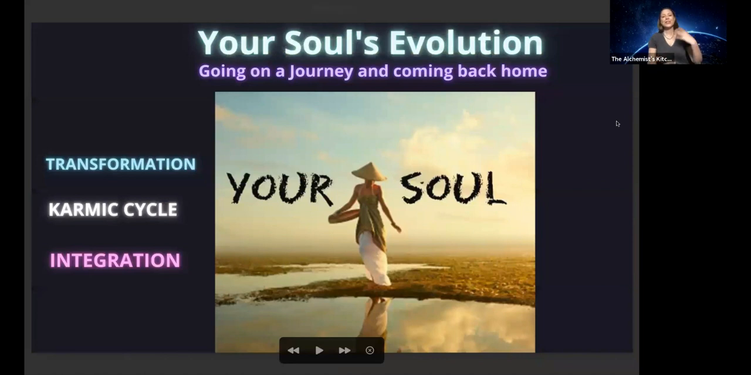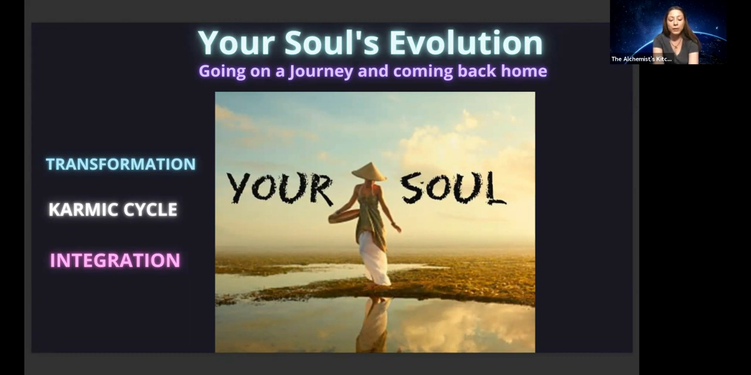Okay. So what is this whole journey of the South Node and North Node really about? It's about your soul's evolution. It is about going on a journey and coming back home. And it's also about your transformation, your soul's transformation. It has a lot to do with the karmic cycle that you're in. And it is about liberating yourself from a karmic cycle that can go on and on and on.